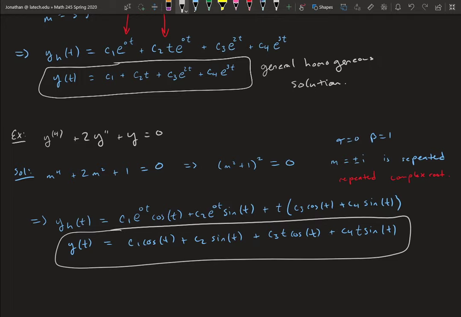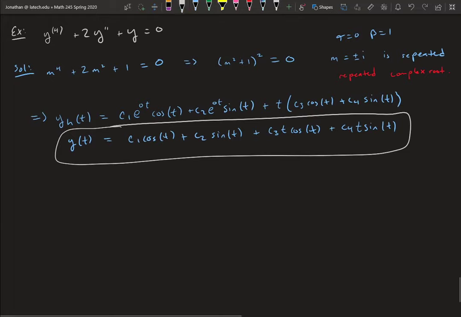So really we just multiply by t to eliminate the duplicate, very similar to how we multiply the exponential by t. If it's a repeated complex root, we multiply by t on the sine and cosine, and we get linearly independent solutions, t cosine t and t sine t. Then all four of these functions are linearly independent, so we add them all together after we multiply them by a constant. That would be our general solution for this fourth order equation with a repeated complex root.